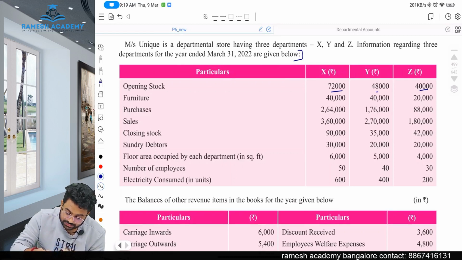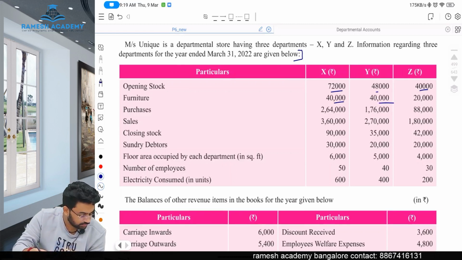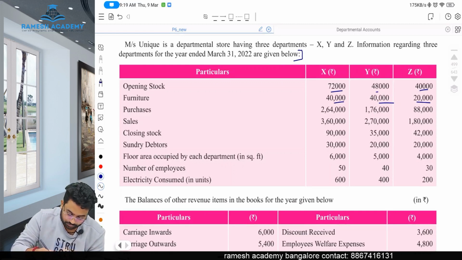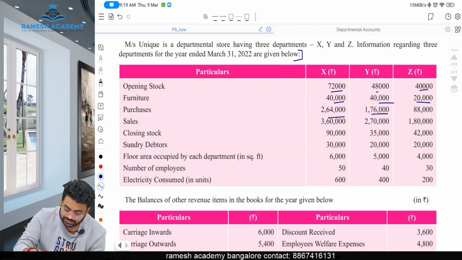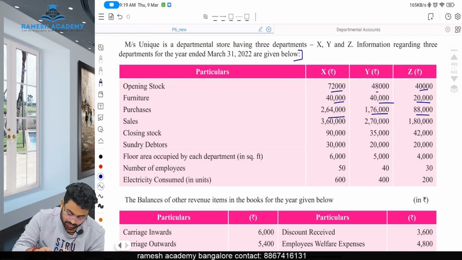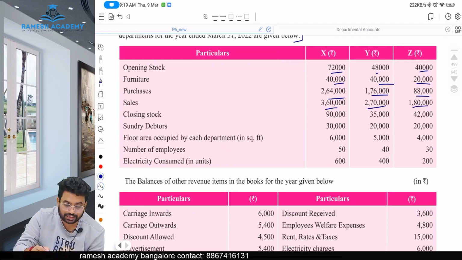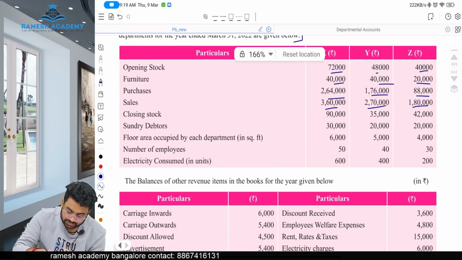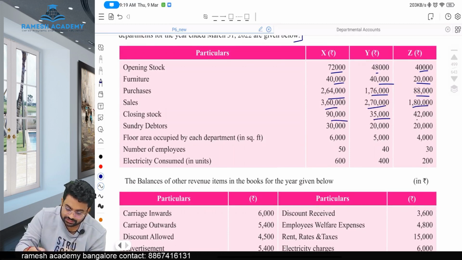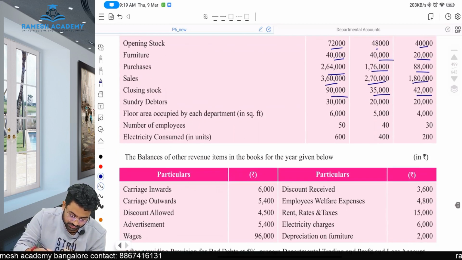Furniture, X 40,000, Y 40,000, Z 20,000. Purchases, X 264, Y 176, Z 88. Sales, X 360, Y 270, Z 180. Closing stock, X 90, Y 35, Z 42. Sundry debtors 30, 20, 20.